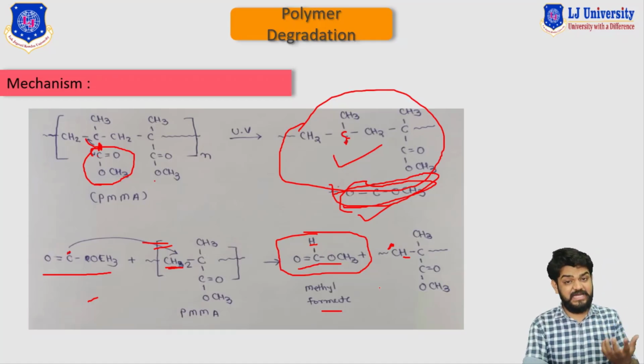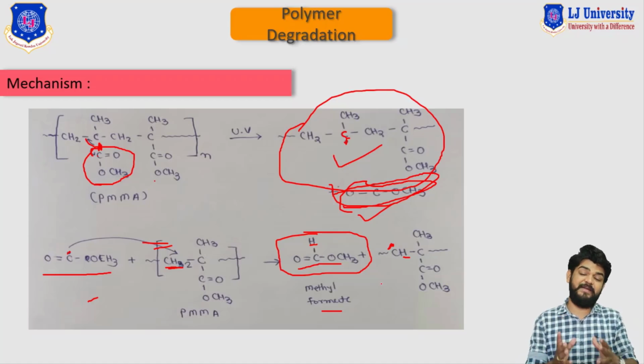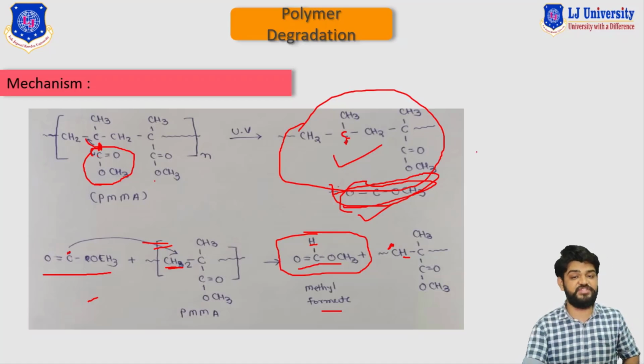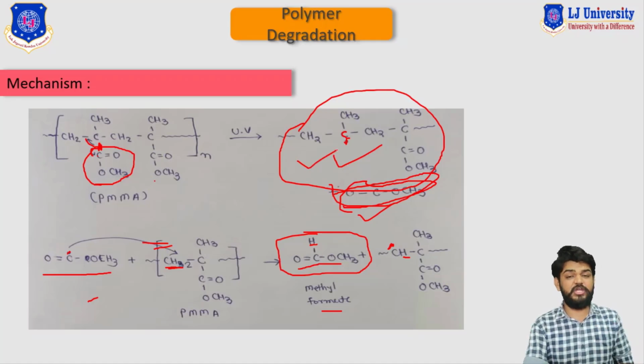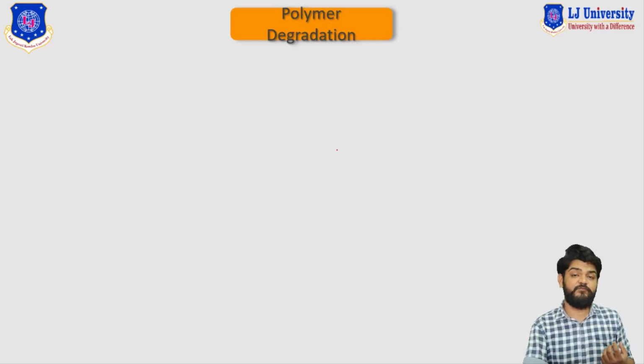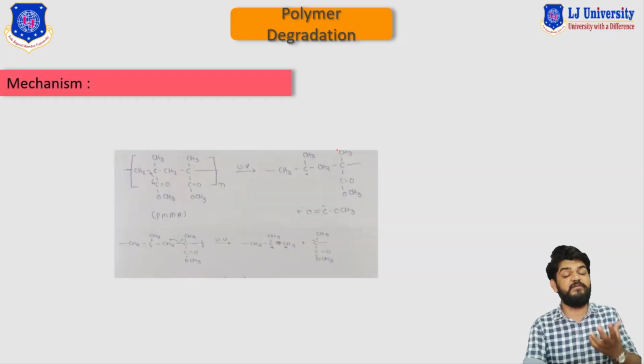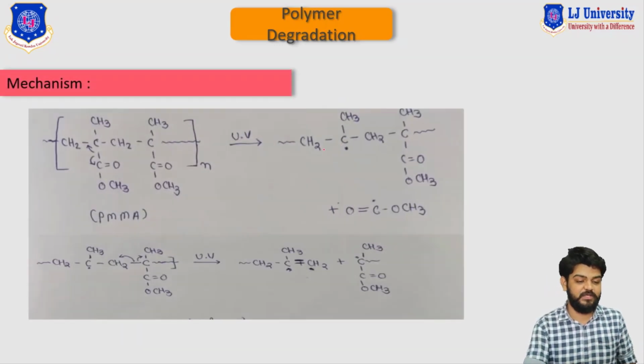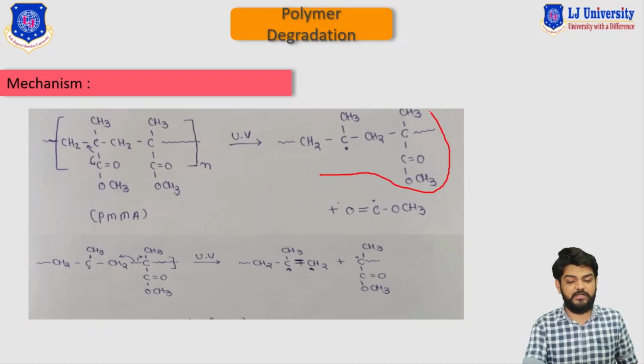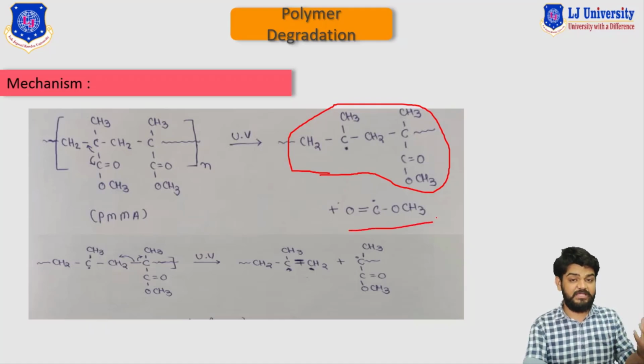Now after understanding this, let's focus on the second product that we obtained from the first reaction, and that is this one. Let's see how this particular product will undergo the photo degradation process and what different products will be generated. As we have already discussed in a previous slide, this product turns out to be methyl formate.